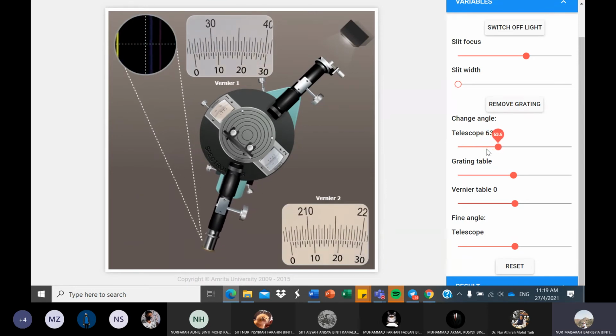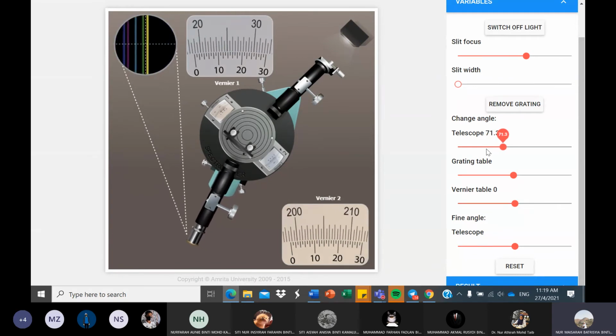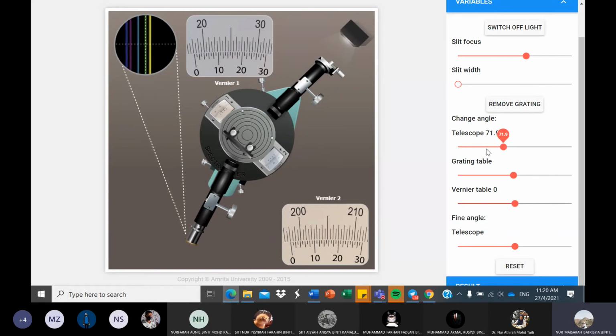The right hand side. Okay, now we can observe the spectrum green light at the right hand side, and you guys can take the scale of vernier 1 and vernier 2. After that, there will be more colors, like yellow, blue, green, violet 1 and violet 2. We continue as the next step, like we do for the green color. So that's all from me. Thank you.